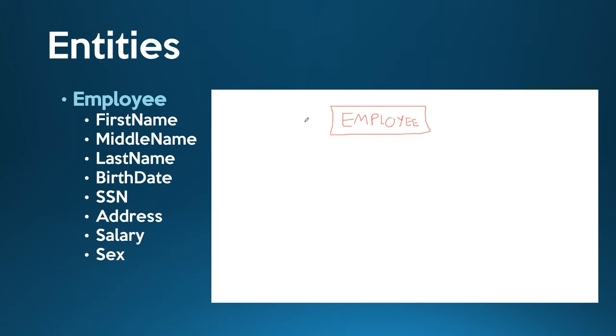What else do we have? So SSN, address, that's another one too. Address. Right. Salary and sex. Right. Birthday. We're missing birthday. Yes. So birthday.